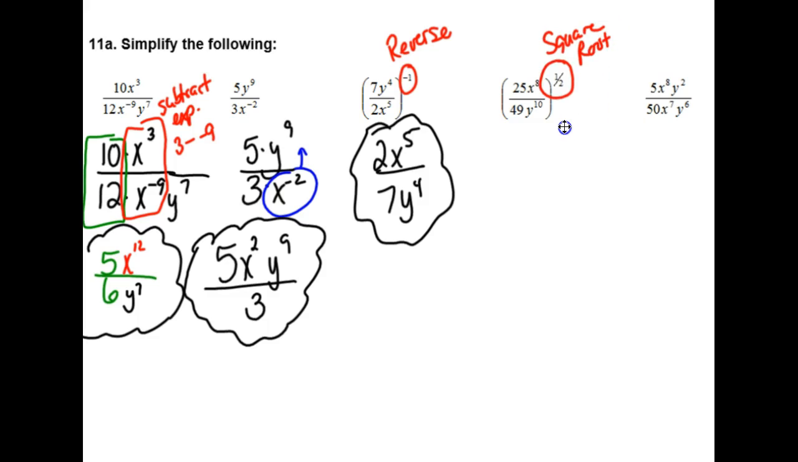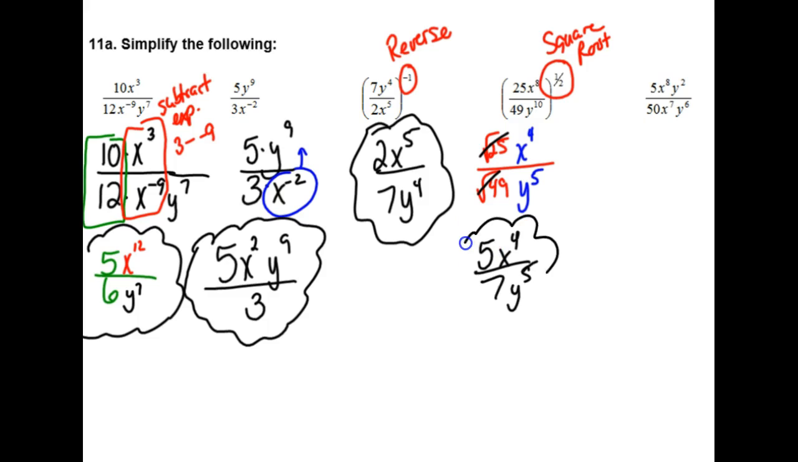So, whoopsies, come on. We have the square root of 25 over the square root of 49. And then the square root of x to the 8th is the same thing as multiplying these together, so that would be x to the 4th. And then square root of y to the 10th would be y to the 5th. But of course, that's not a good answer because you need to reduce the square root of 25 and the square root of 49. So this is 5x to the 4th over 7y to the 5th. There's our final answer.